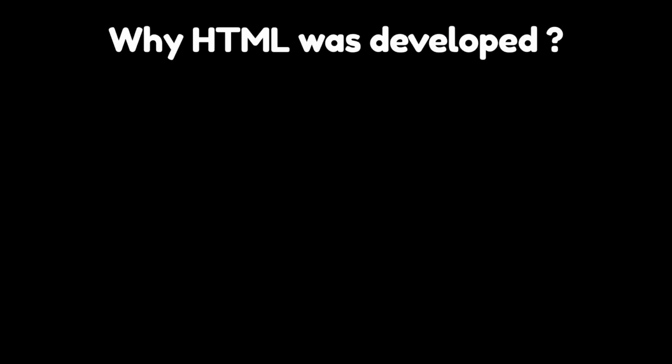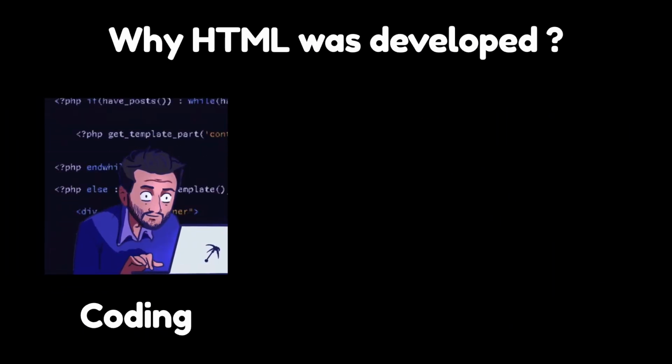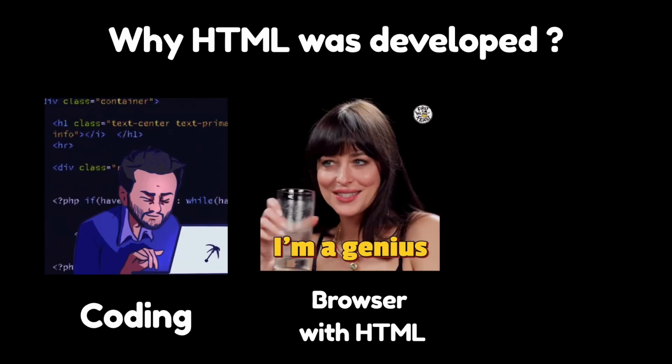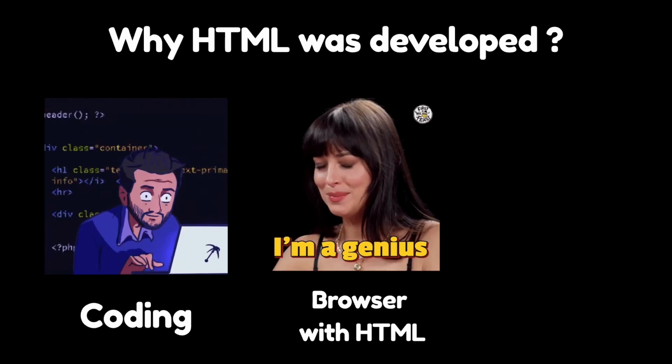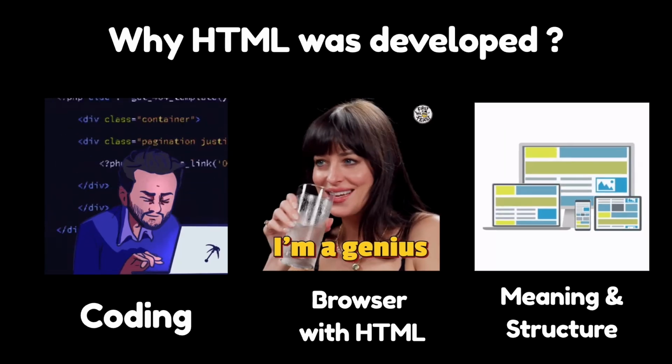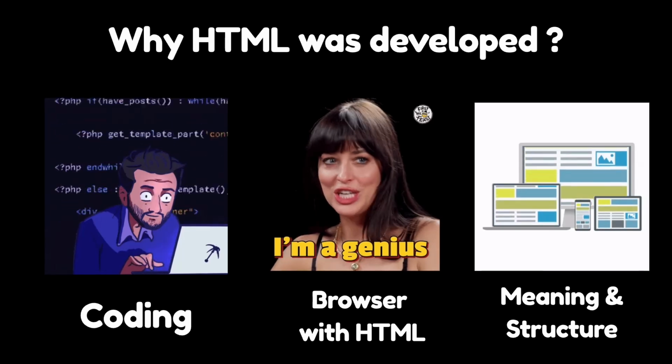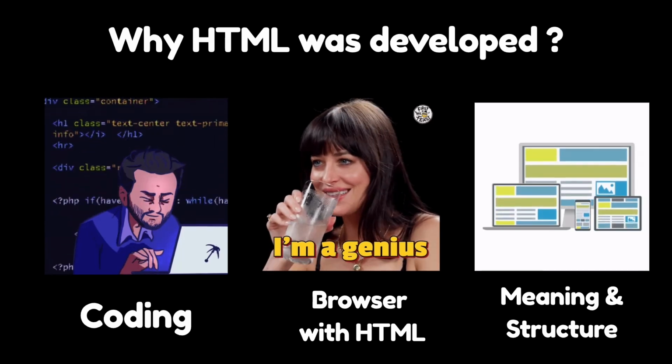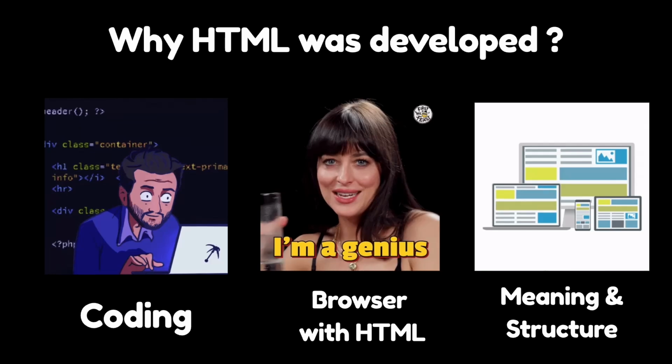So HTML tags weren't invented to make coding complicated. They were invented because browsers can't understand the meaning of plain text on their own. Tags give your content meaning and structure. This allows the browser to display web pages correctly. Without HTML tags, every website would simply look like a giant block of text.